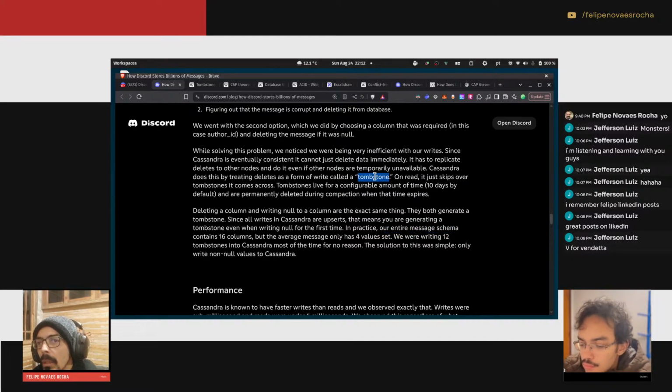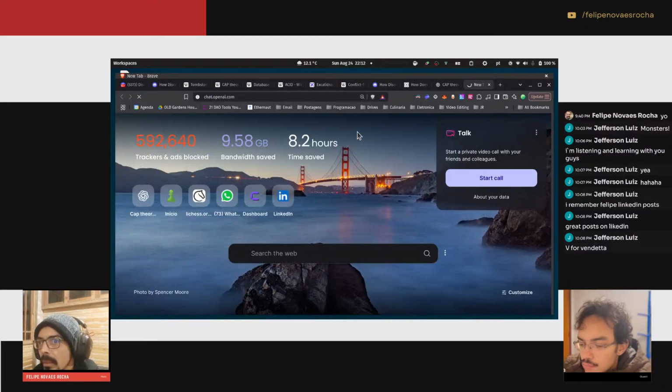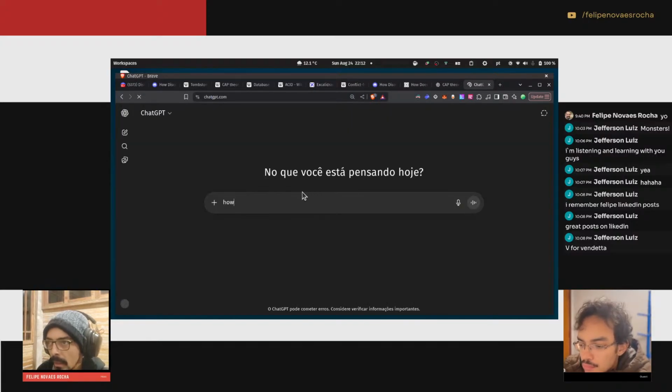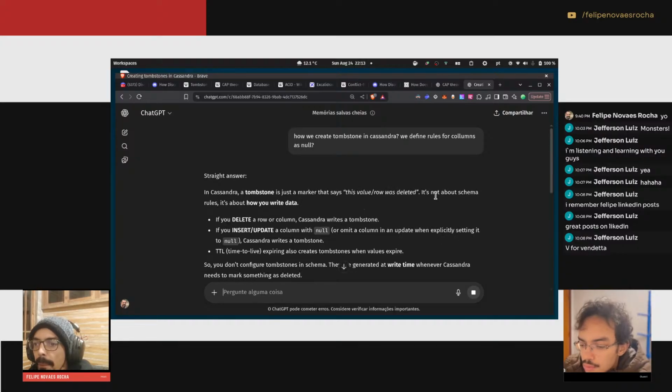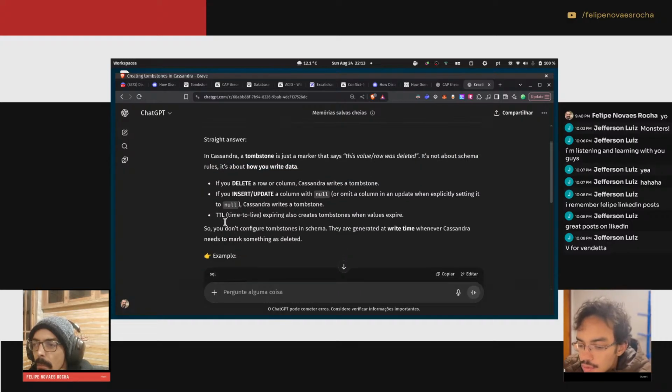So how do we create a tombstone in Cassandra? Do we define rules for columns as null? I'm curious. It's just a marker that says this value or row was deleted. It's not about schema rules, it's about how you delete it. Okay, yes, I know that. So if you insert a column with null, or omit a column in an update when the field is set to null, Cassandra writes a tombstone.